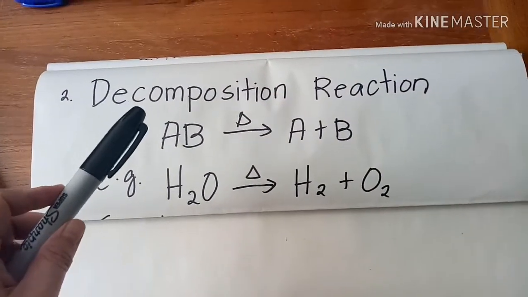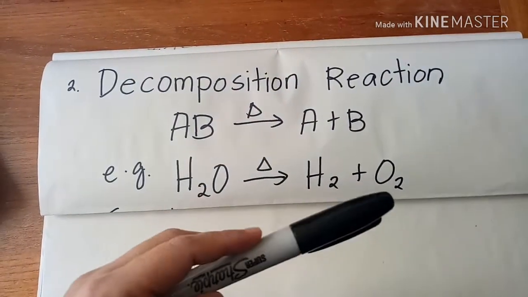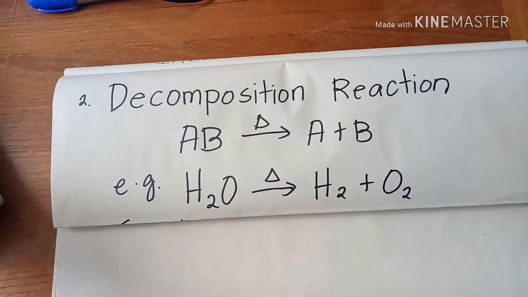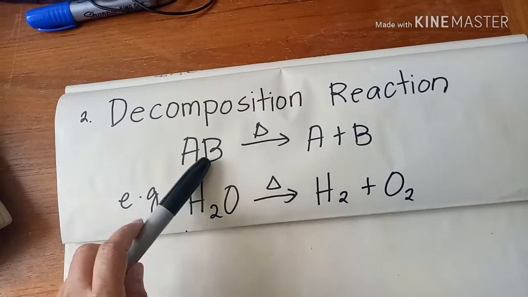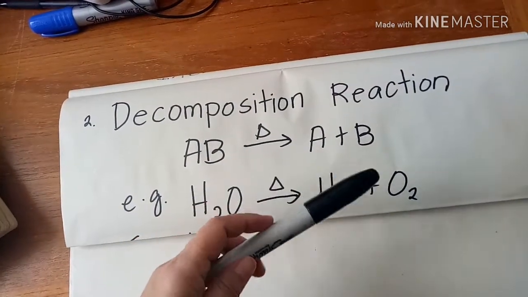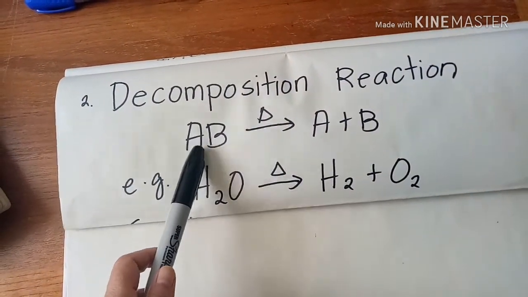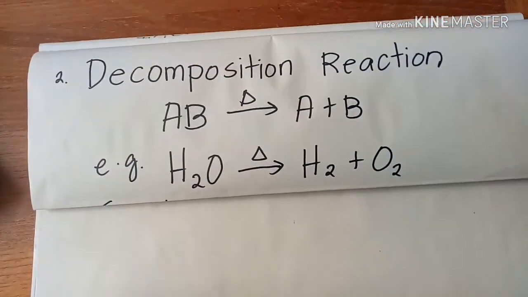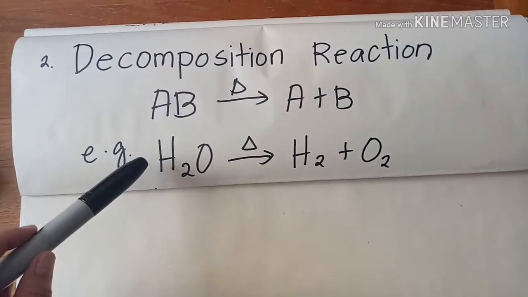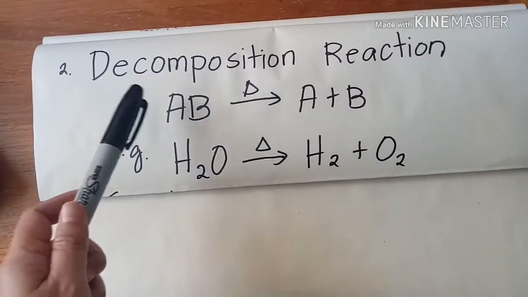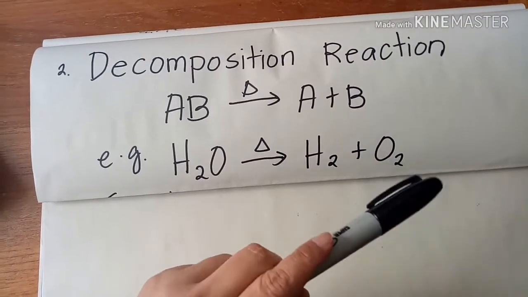Alright, so the second one is the decomposition reaction that has a general equation of AB yields A plus B. In the decomposition reaction, this is the reverse of the combination reaction. It involves the breaking down of a substance into two simple substances. So as I've said a while ago, the general equation is AB yields A plus B. Let's have an example. The reactant is water that has a chemical formula of H2O. When it undergoes the reaction, it's going to break down into hydrogen and oxygen.